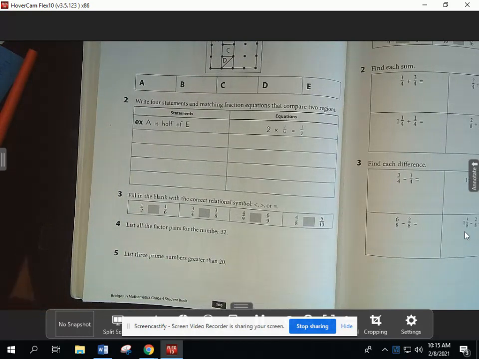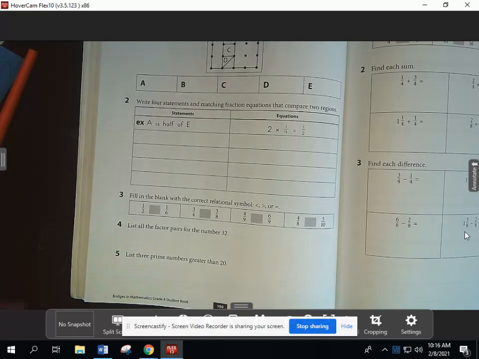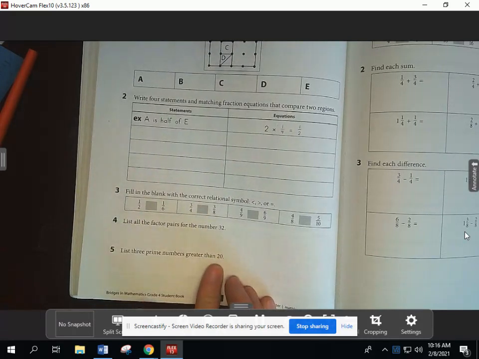What is a prime number? Raise your hand if you remember. A prime number, Reese. It's a number that you can only make out of one array. Okay, a prime number is a number that can only be made out of one array. For example, 1 times 5 is 5, and there is no other way to make 5 through multiplication. But you have to have a number greater than 20, so that's why I used 5.